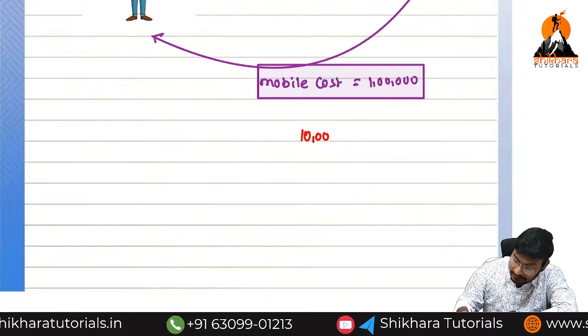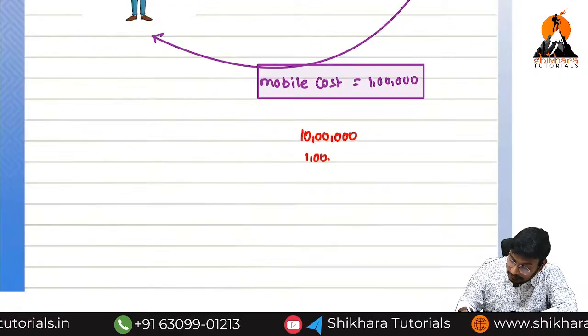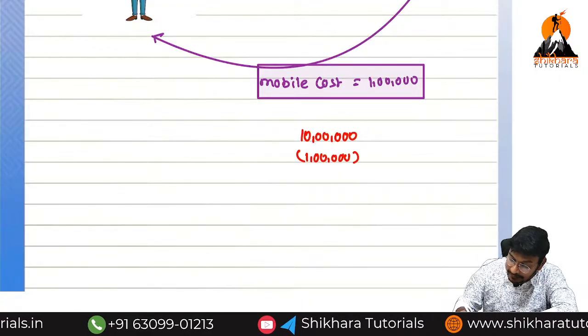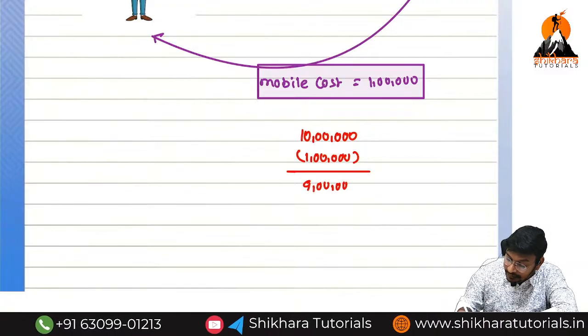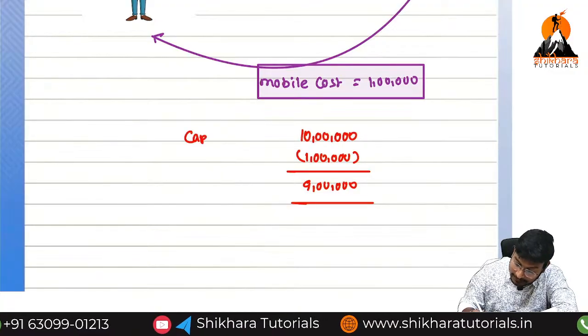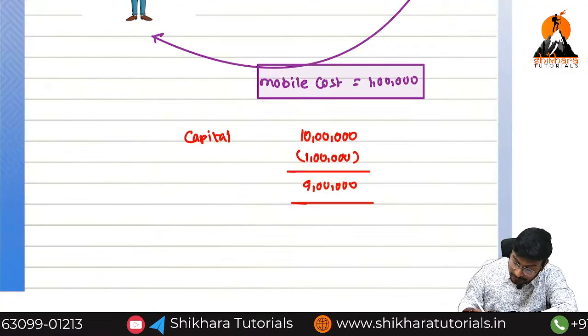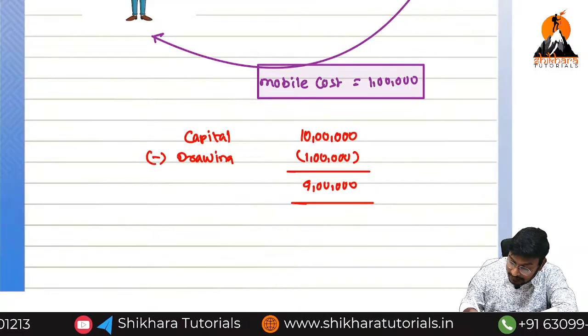10 lakhs minus 1 lakh. Yes or no? If you do like this, how much amount are we getting? 9 lakhs. So what you are doing here, from the capital, you are reducing the drawings. You are reducing the drawings.